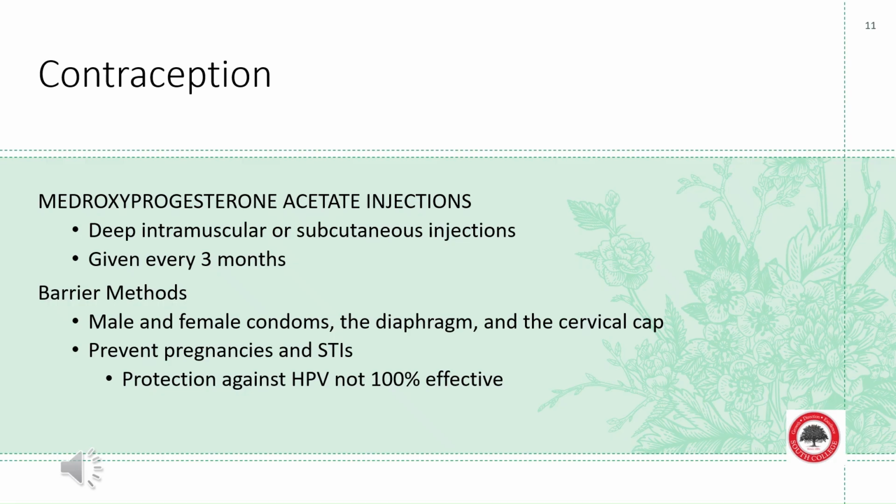Depomedroxyprogesterone acetate, or DMPA, is available in several long-acting forms of contraception, and you can read more about these various types and the dosing regimens. Use of DMPA is contraindicated if the patient is pregnant or has breast cancer.